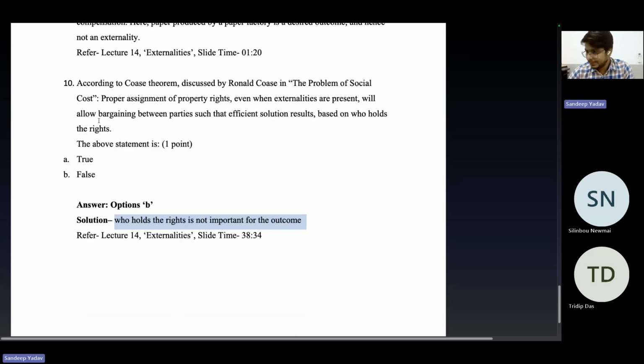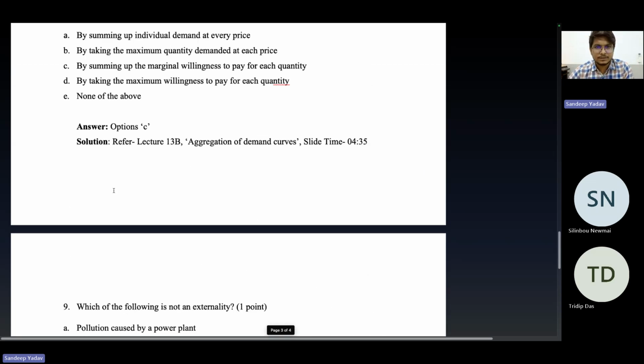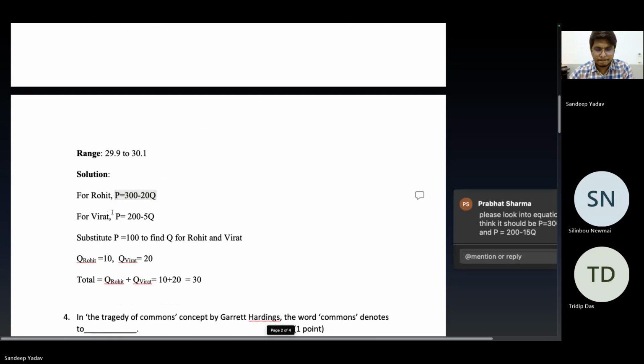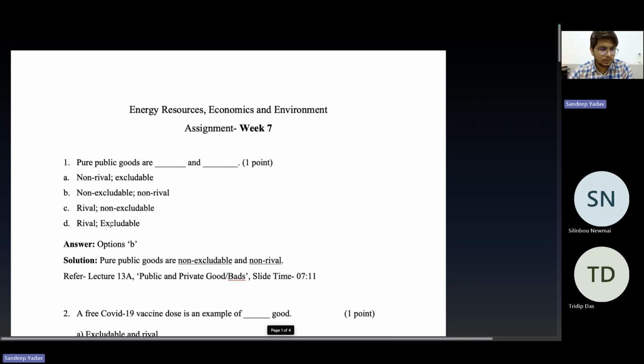So I'm done with quiz 7. If any of you are facing any problem or have any doubts in quiz 7, you can still ask. We'll clarify that. Otherwise, I'll move to this week's session. You can also write down your doubts in the chat box if you have any. Otherwise, you can unmute yourself and you can talk. Okay, I hope this is clear.